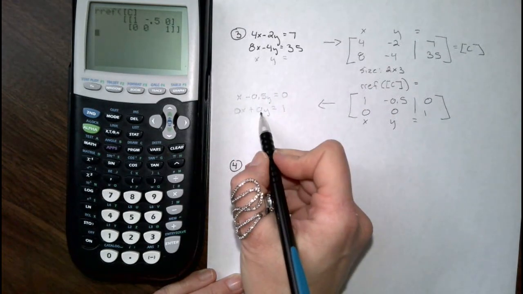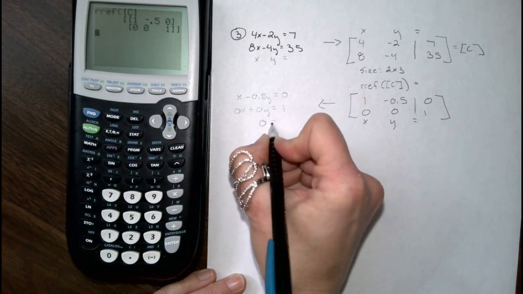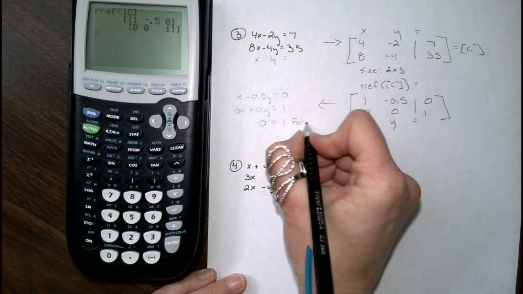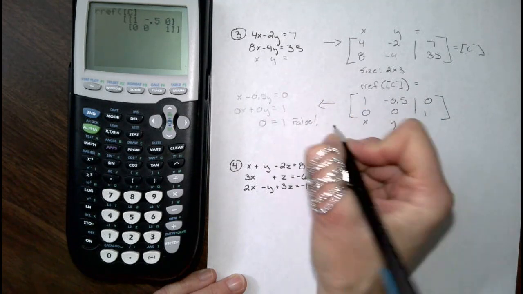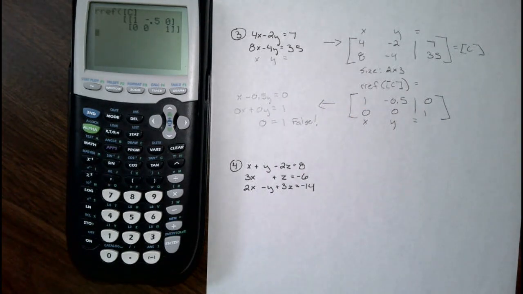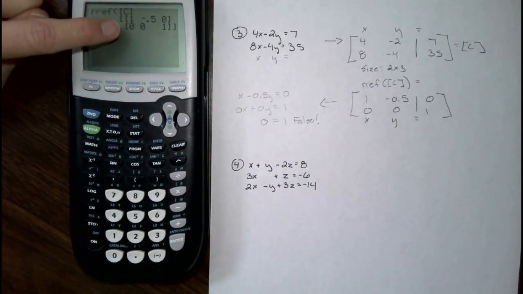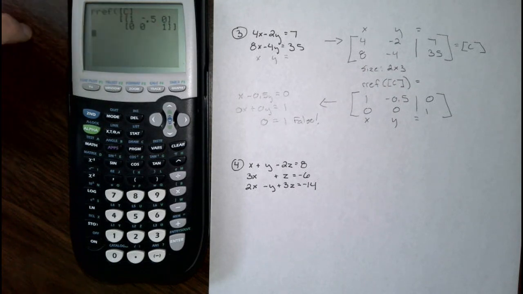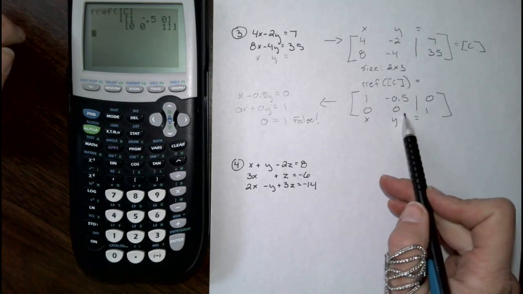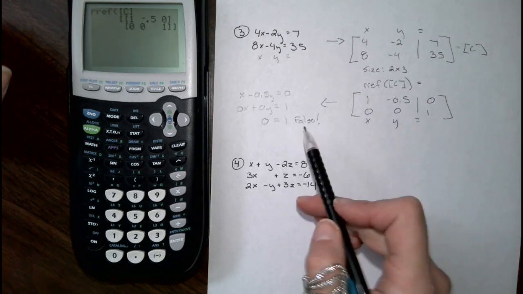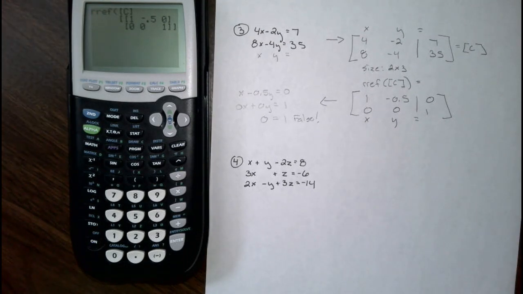But 0x and 0y, that's just 0 is equal to 1. Uh-oh, that's not possible. 0 is not equal to 1. 0 is equal to 0, and 1 is equal to 1. You'll notice how this happened. In the calculator, I have zeros all the way across the bottom row, except for a 1 in that very last spot. So zeros across the bottom except for something other than 0, which is typically going to be a 1, is going to give me a false statement.